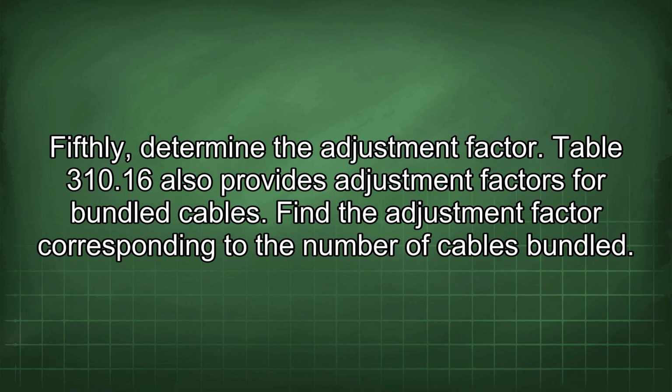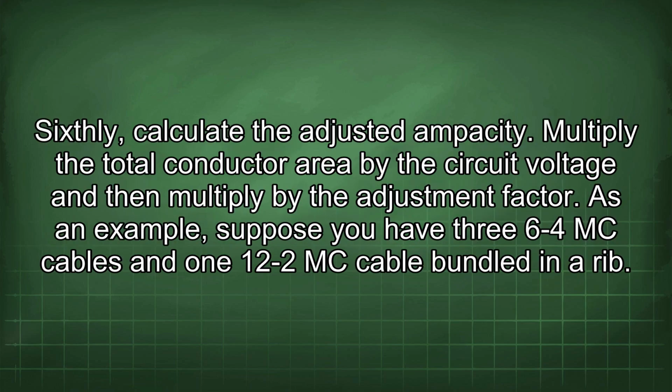Fifthly, determine the adjustment factor. Table 310.16 also provides adjustment factors for bundled cables. Find the adjustment factor corresponding to the number of cables bundled. Sixthly, calculate the adjusted ampacity. Multiply the total conductor area by the circuit voltage and then multiply by the adjustment factor.